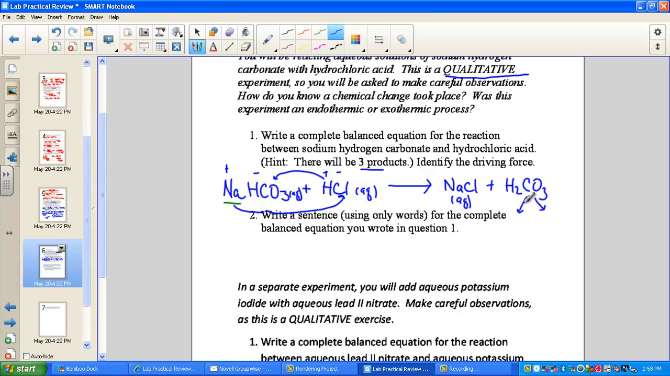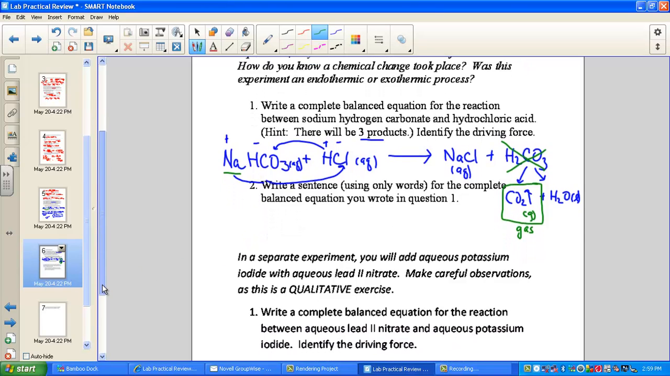As soon as it's formed, it's so unstable it will start to see carbon dioxide bubbling out and a water molecule being left in solution. So technically, the 3 products, H2CO3 is gone as soon as it's made, and I get NaCl, aqueous, plus CO2 gas, plus H2O liquid. The driving force, we've always been instructed to circle our driving force, are the bubbles that we see of carbon dioxide.